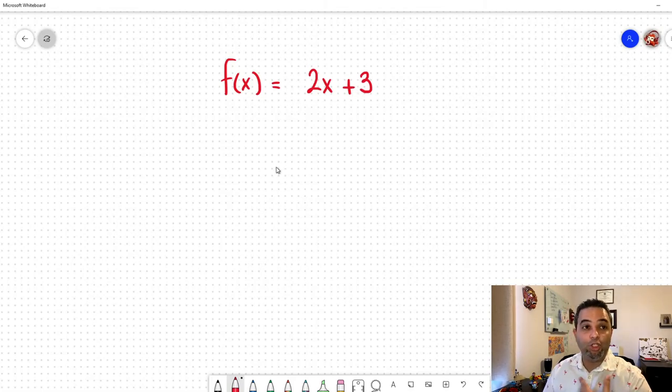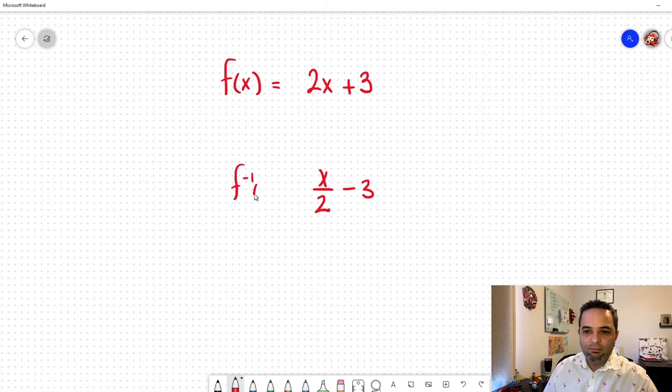Okay, so I could initially say, well, the inverse is just going to be us undoing all of that. So instead of multiplying by 2, I'll just divide by 2. And instead of adding 3, I'll subtract 3. So this must be the inverse, right? Wrong. This is not the inverse.